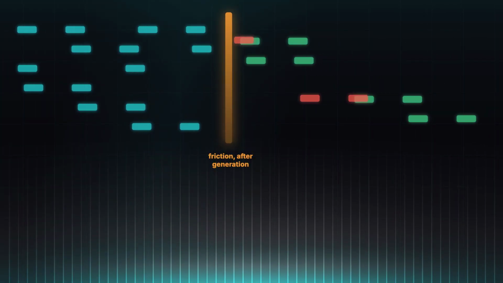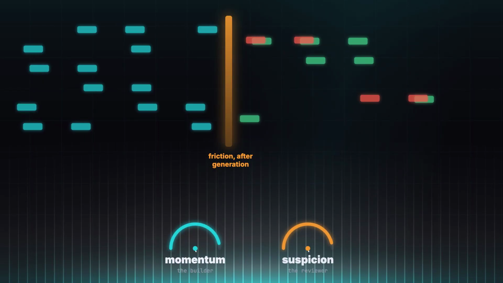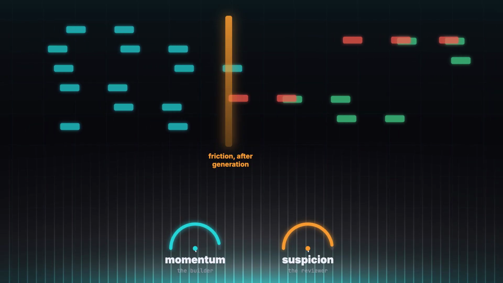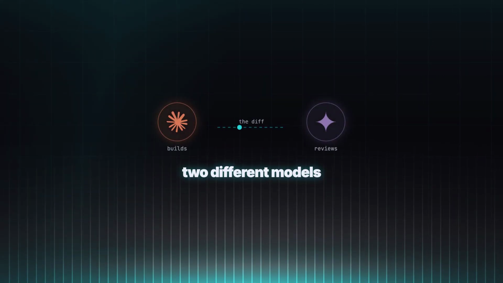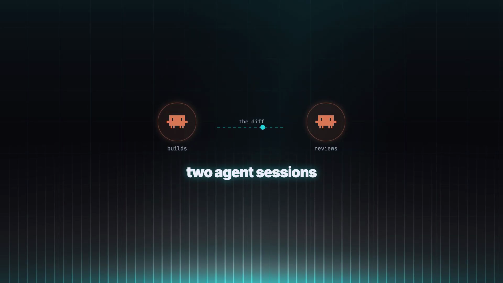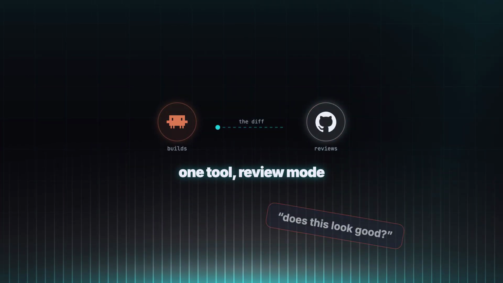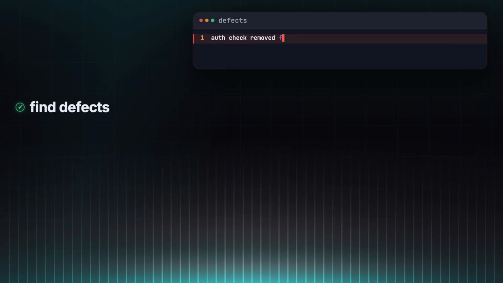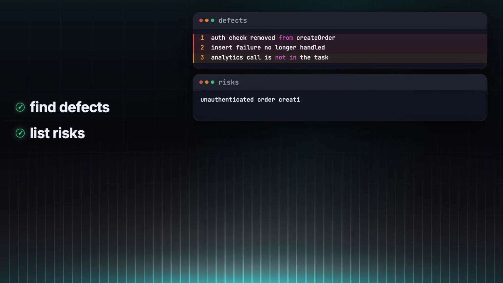This setup beats vibe coding because it introduces friction after generation. The builder is optimized for momentum. The reviewer is optimized for suspicion. You can do this with 2 different models, 2 different agent sessions, or 1 tool with a review mode. The important part is that the review agent should not be asked, does this look good? That question invites vibes. Ask it to find defects. Ask it to list risks.